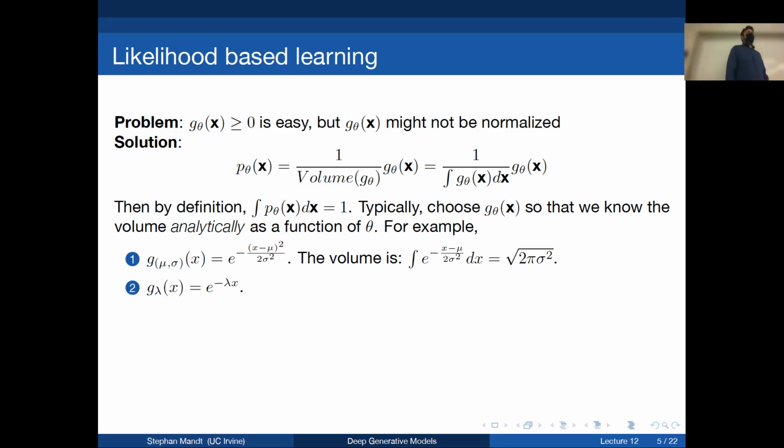Another example is the exponential distribution defined over the positive reals. Here we define g of x to be the exponential of negative lambda times x. And in order to convert this into a distribution that's actually normalized, we compute its integral, this time ranging from 0 to plus infinity. This turns out to give us 1 divided by lambda. So now we can multiply this by lambda, and it results in an exponential distribution that is normalized.